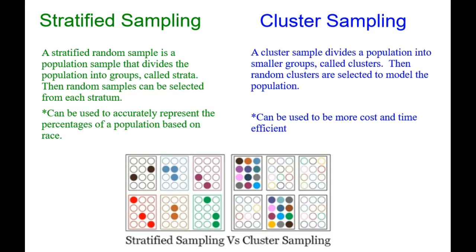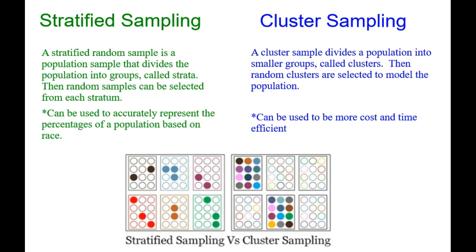An example of when stratified sampling would be used is when trying to accurately represent the percentages of a population based on race. So imagine you're conducting a survey over a certain region. You know the percent of African American, Asian, and Caucasian, and so on. You know the percentages of all those different races. You're going to align your survey to match those percentages.